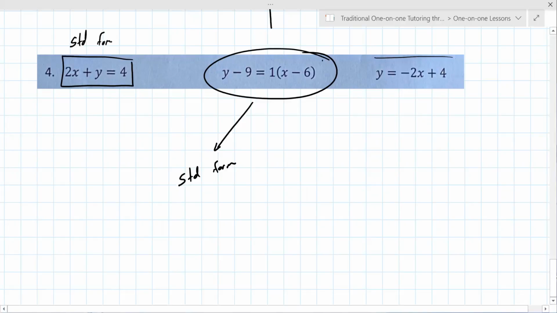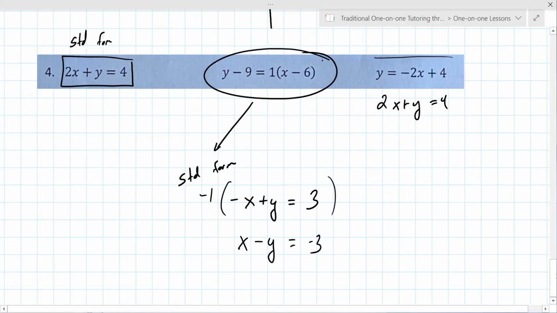The third one, all you have to do is bring the x over. So it really comes down to this middle one: y minus 9 equals x minus 6. Bring over x, negative x plus y equals negative 6 plus 9, which equals 3. But this is not in standard form, so you have to multiply by -1. So it's x minus y equals negative 3. And then they're not all the same because that one in the middle is different. That's right.